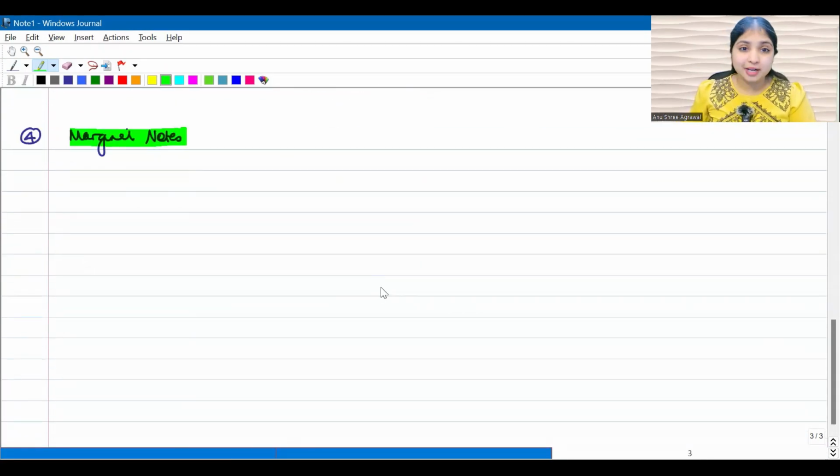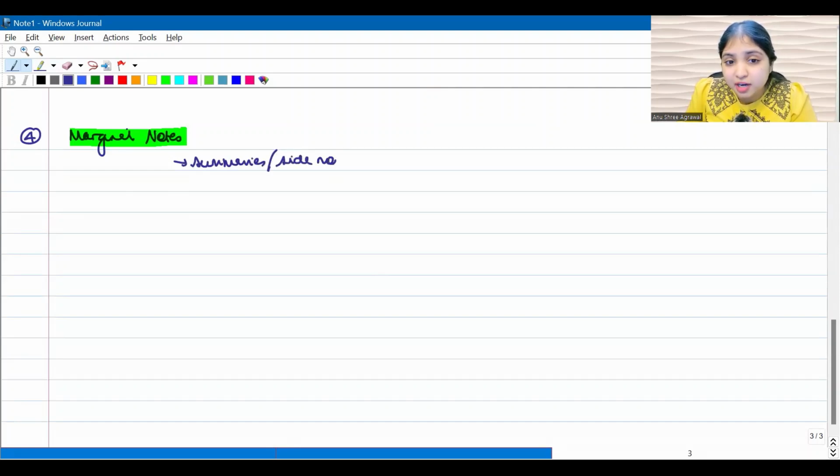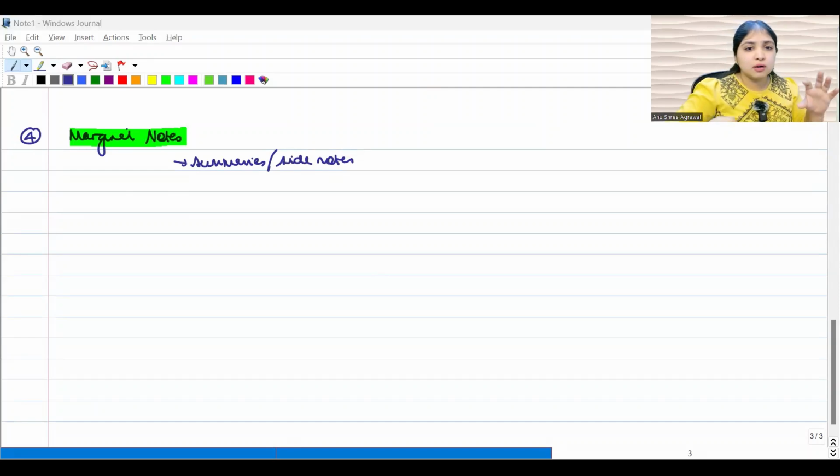Now coming to marginal notes. See, what are these marginal notes? First of all, understand the meaning. Marginal notes are generally summaries or side notes which are written in the margins. And these marginal notes basically express the effect of the sections. They are generally put on the sides of the sections in the act, and they tell us the effect of the section. All right. Now, I'll show you an example straight away to help you get better clarity.